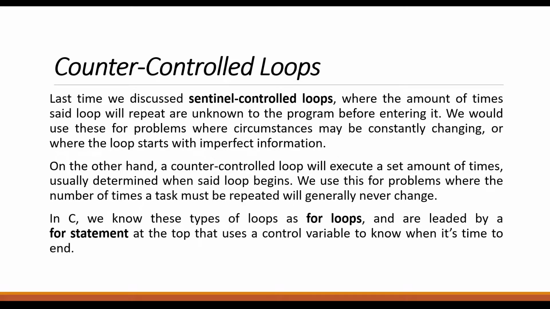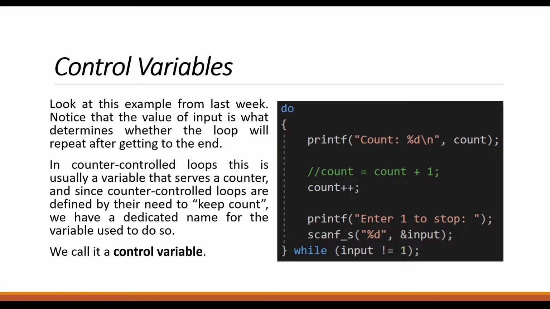In C, we know this type of loop as a for loop, and it is led by a for statement at the top that uses a control variable to know when it's time to end. Look at this example from last week. Notice that the value of inputs will determine when the loop will repeat after getting to the end. In counter-control loops, this is usually a variable that serves as a counter, and since counter-control loops are defined by the need to keep count, we have a dedicated name for the variable used to do so. We call it a control variable.